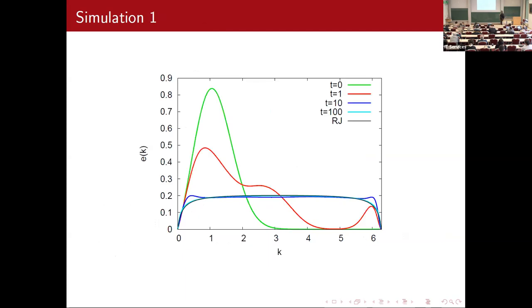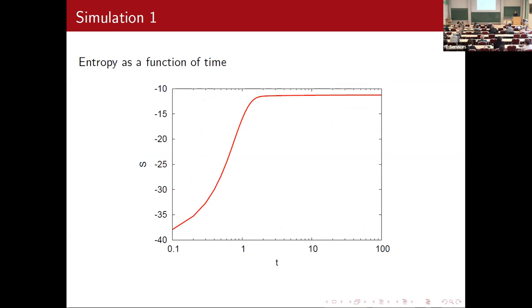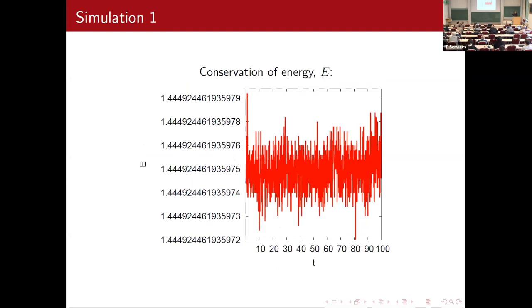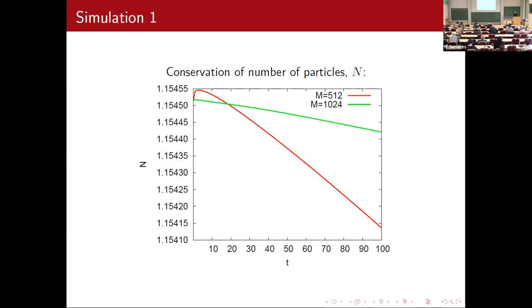So let's suppose that we have E(k), the distribution of energy at time t equals zero, and this is the initial distribution. Then we solve the kinetic equation, and this is the Rayleigh-Jeans distribution, which is expected for such temperature and chemical potential. You see at the end that the two lines are superimposed, so after some time, t equal to 100, you get the correct Rayleigh-Jeans distribution. Entropy grows during the simulation and then becomes flat, as it is supposed to. Energy is amazingly conserved by the numerical scheme, to machine precision. Conservation of number of particles is a little bit less good, but still we get good conservation, especially if you increase the number of Fourier modes.